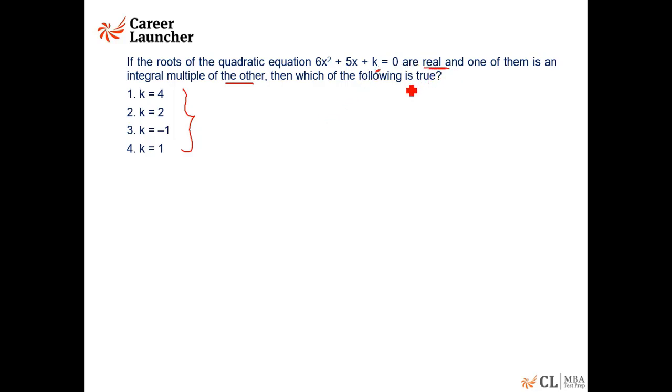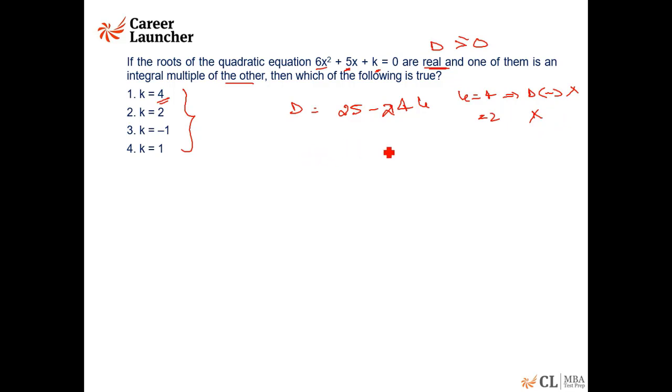Let's check whether the roots are real or not for these values of k. What is D? Discriminant. Discriminant is b square minus 4ac. B square is 5 square, 25, minus 4 into 6 into k, 24k. This is D. For the roots to be real, D should be greater than or equal to 0. That means if I put k equal to 4, D is negative, so not possible. K equal to 2, again this becomes 25 minus 48, not possible.